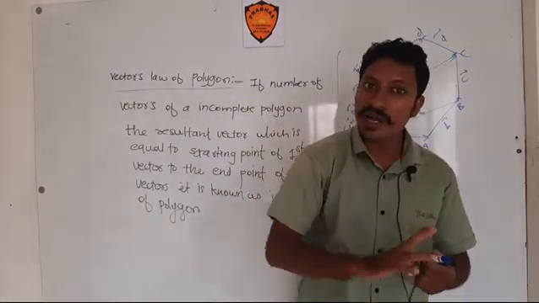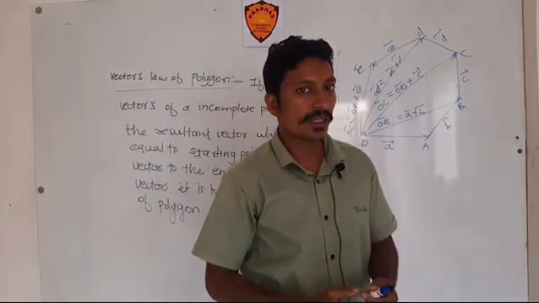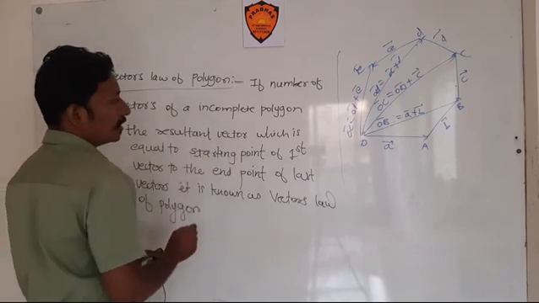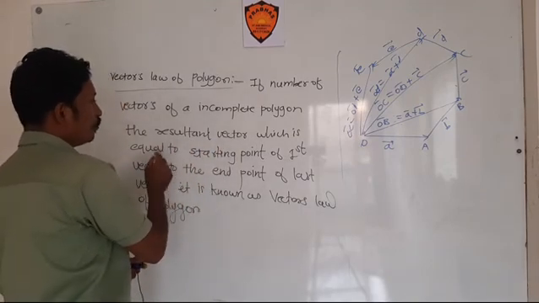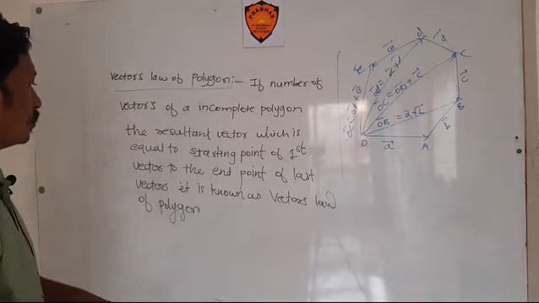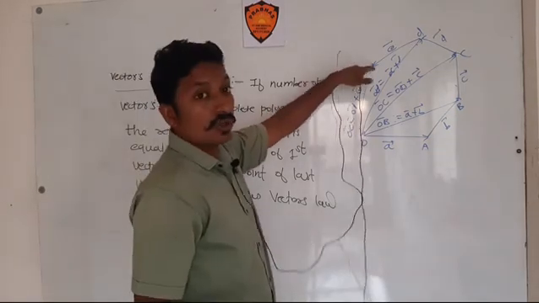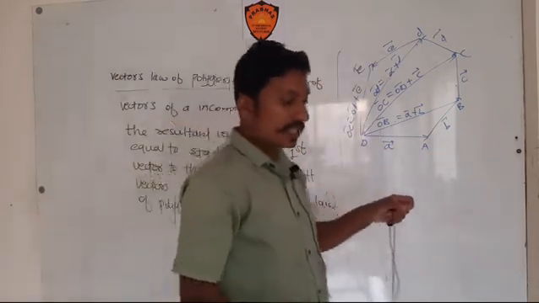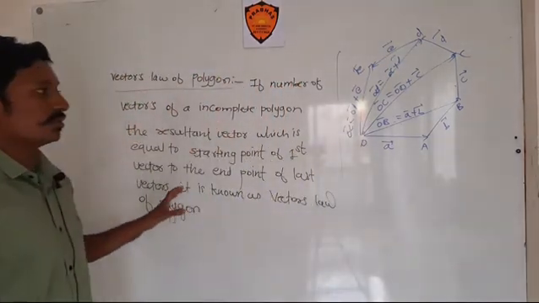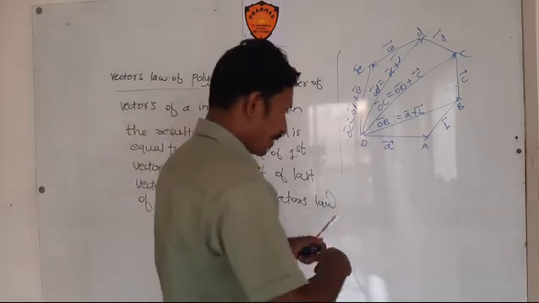in the vector triangle law I take only two vectors starting from different points. If a number of vectors of an incomplete polygon, the resultant vector is equal to the starting point of the first vector to the end point of the last vector, not the second vector, because here a number of vectors are given. Okay, understand? I will once again draw another figure.